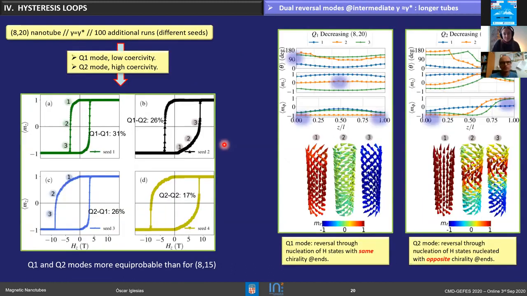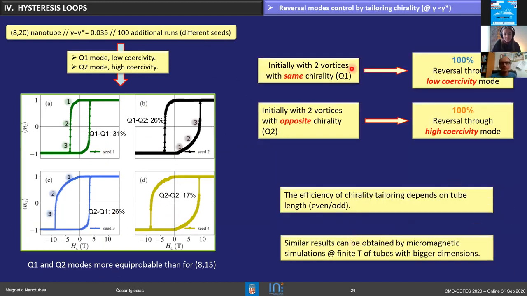tube. This can also be studied for longer tubes, for 820 in this case, and we observe the same phenomenology, although in this case the Q1 and Q2 modes happen in different proportions. To make the story short, for longer tubes, preparing the tubes with the same chirality at the ends, we achieve 100% reversal through the low coercivity mode, while preparing them with opposite chirality vortices, we achieve the high coercivity reversal mode 100% of the times.